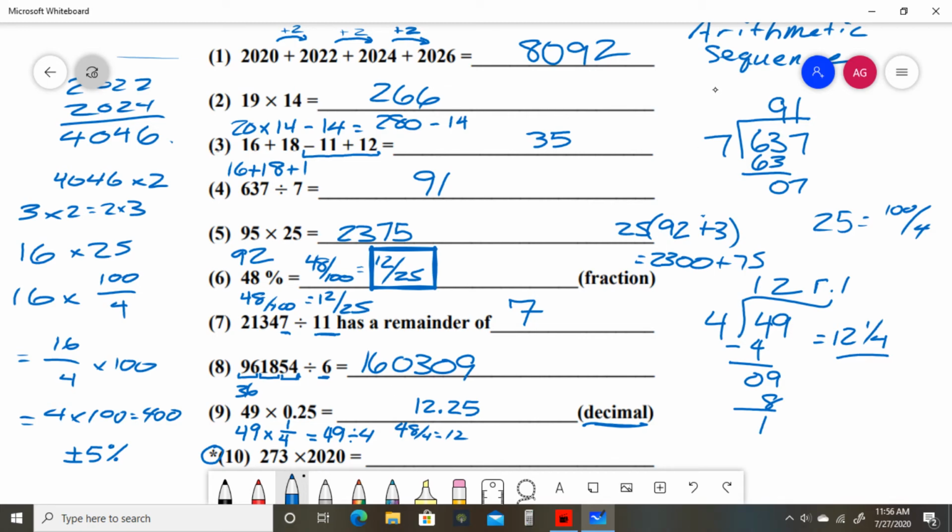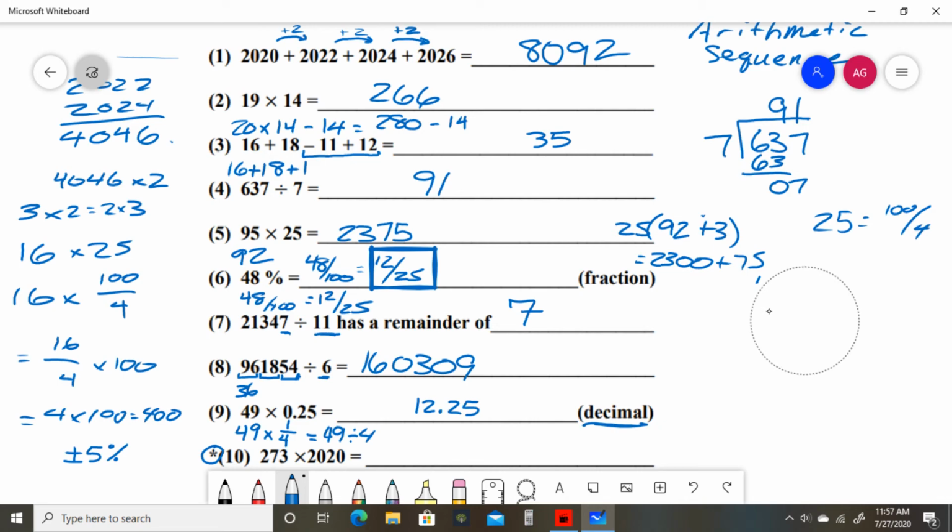In using that, I'm going to make a very simple rounding. I'm going to take this 273, and that's going to stay the same. And then I'm going to round my 2020 to 2000.